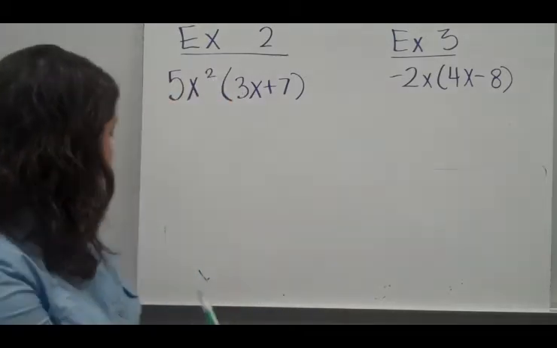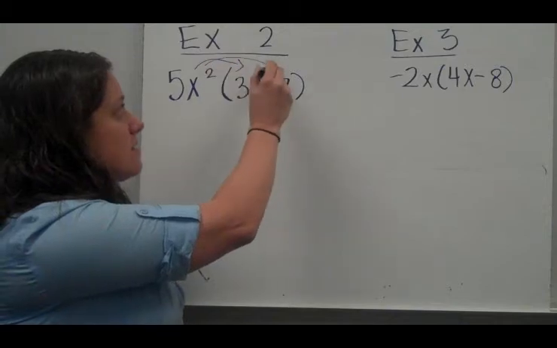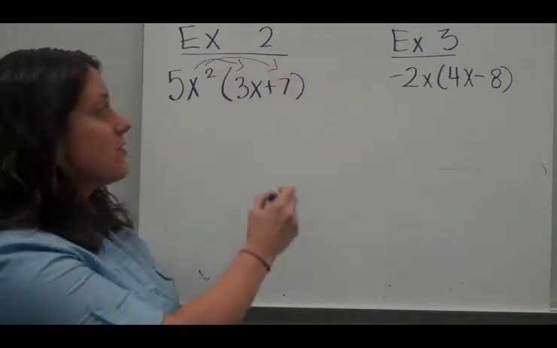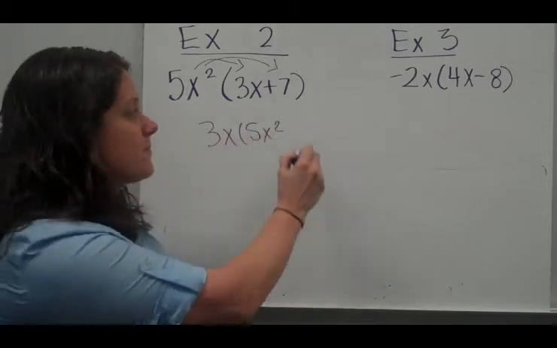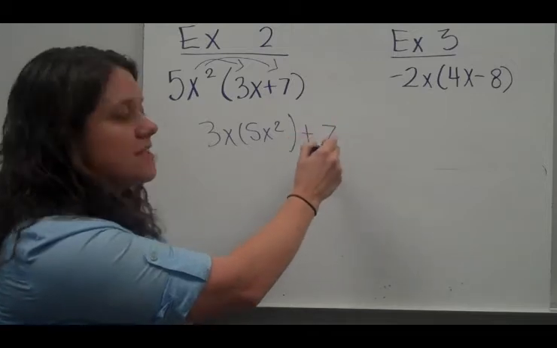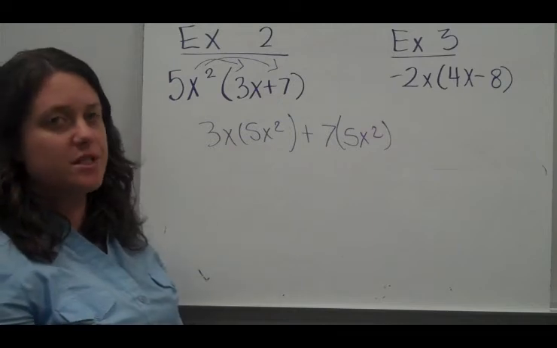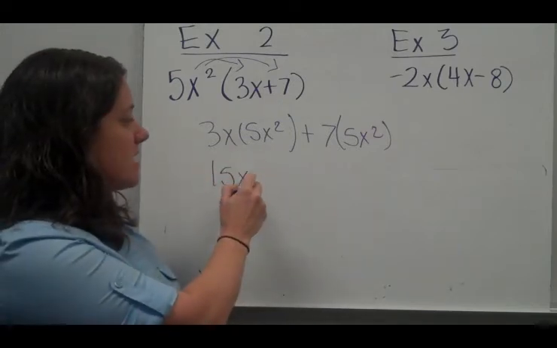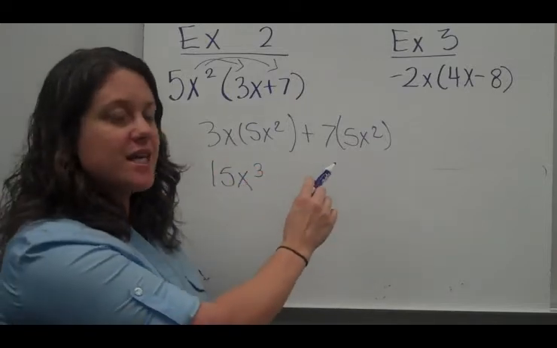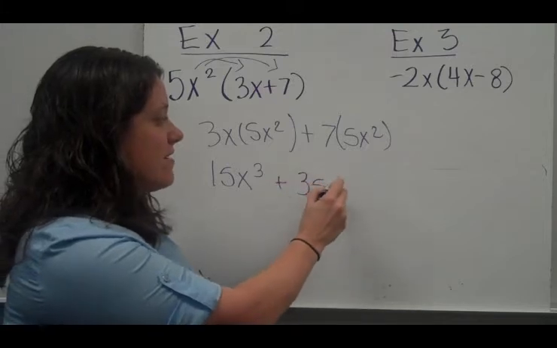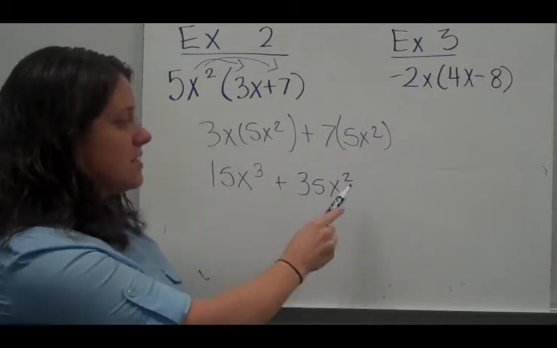So we have two more examples here. So again, what I'm really doing here is distributing. So I just distribute this to both terms. Okay, so I have the 3x times 5x squared plus the 7 times the 5x squared. Then I just go ahead and multiply. So this would give me 15x, and since I have x times x squared, x cubed, and then 7 times 5, 35x squared.